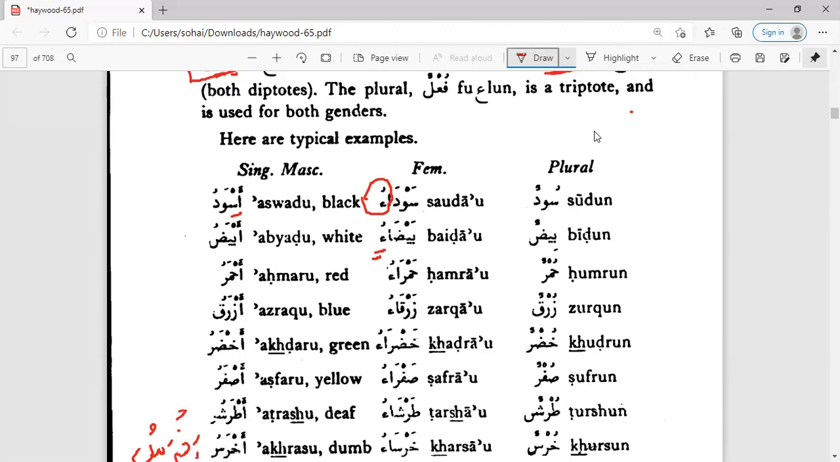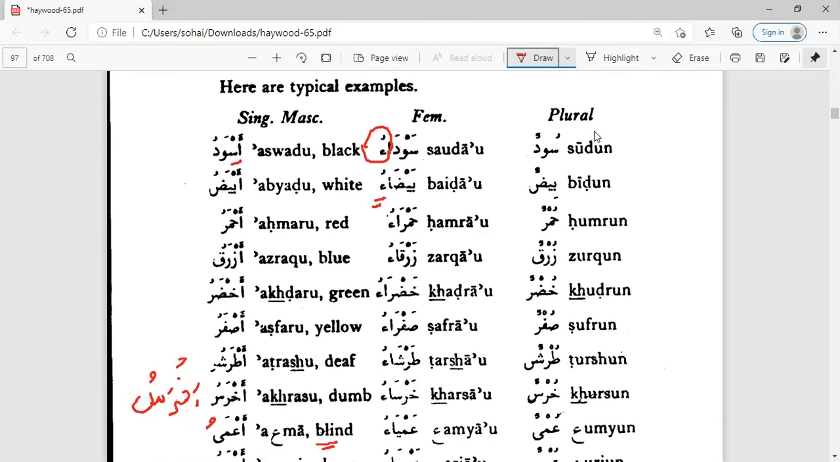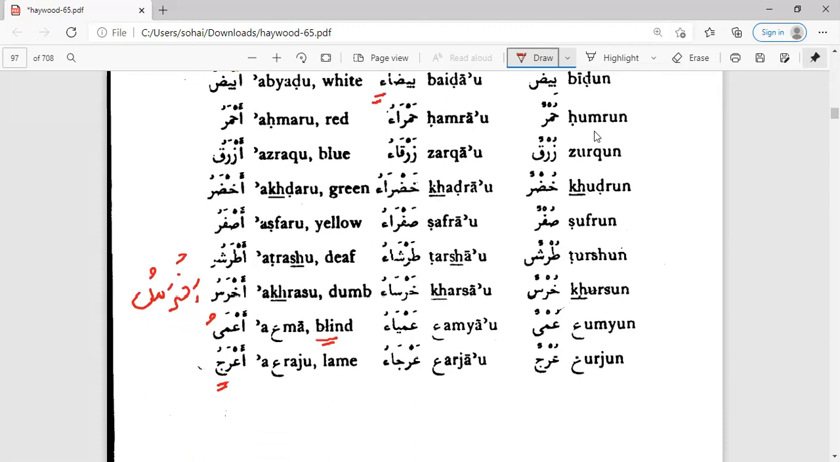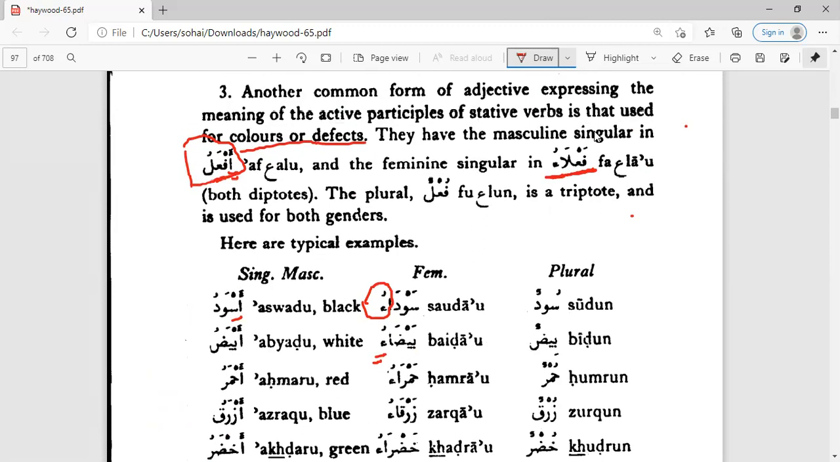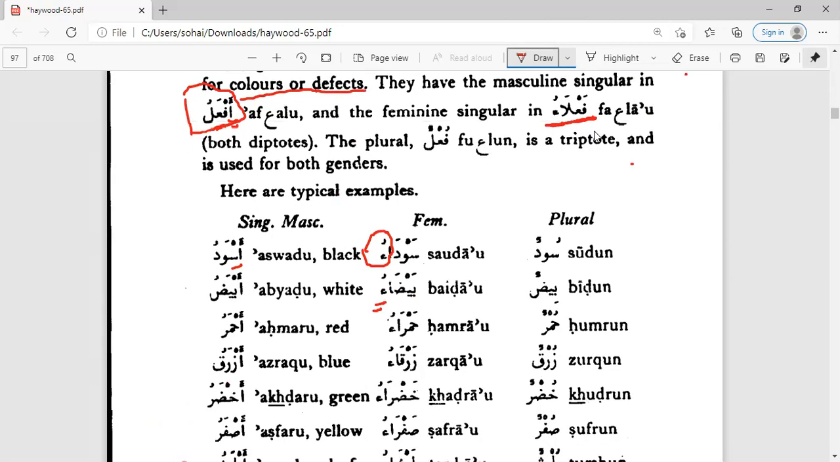So bayda', hamra', zarqa', khadra', safra', tarsha', kharsa', amya', arja'. And for plural we have fu'l. The scale is fu'l, so that's the root letters. The first one gets dhamma, the second one is sukoon, and then the last one normal, right? Sudun, sudun, bidun.